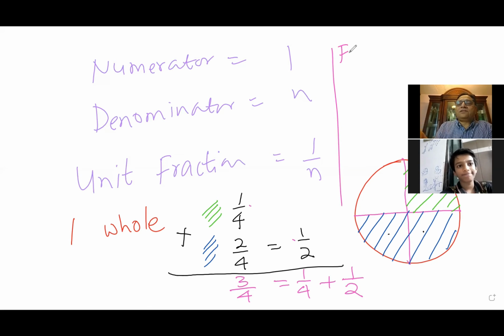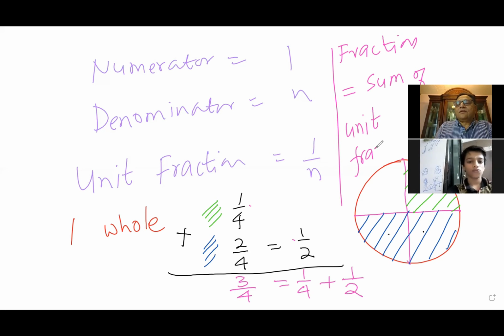Unit fractions. So what we did was fraction equals to sum of unit fractions. Do you see the beauty? How we could convert this fraction, which is 3 by 4, in terms of unit fractions, correct?